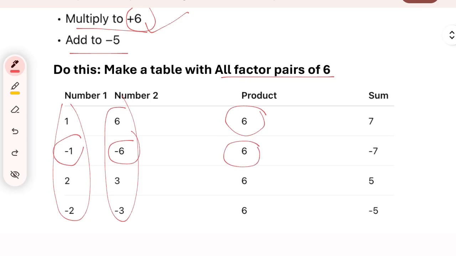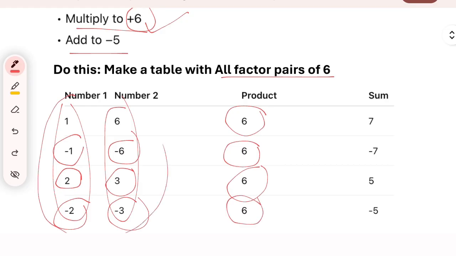What else? We can also have 2 and 3. 2 times 3 will also give us positive 6. We can also have negative 2 times negative 3. That would also give us positive 6. So all these pairs would give us positive 6. But remember, we must also have negative 5 for the middle term if we add them both.